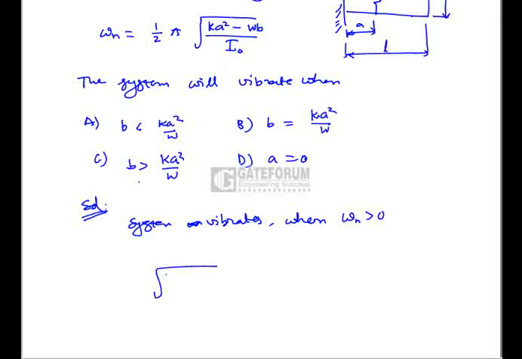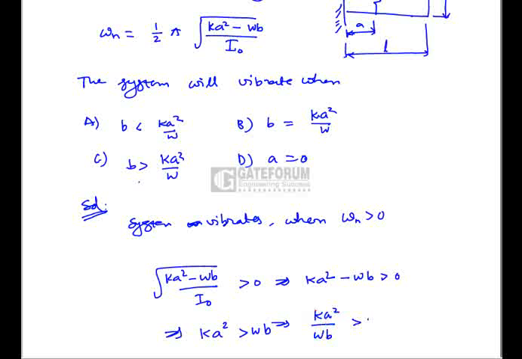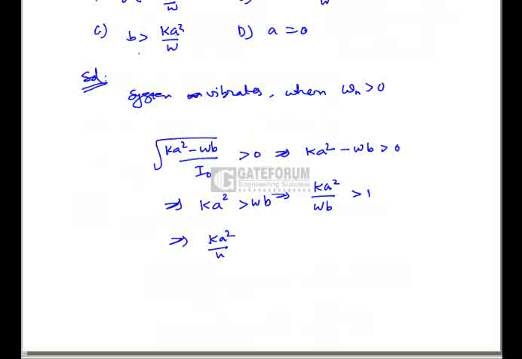That means root of Ka square minus Wb by I naught must be greater than 0, so Ka square minus Wb greater than 0, or Ka square greater than Wb, which gives Ka square by W greater than b, or b less than Ka square by W. So the system vibrates when b is less than Ka square by W, and in the options the right option is A. A is the right answer.